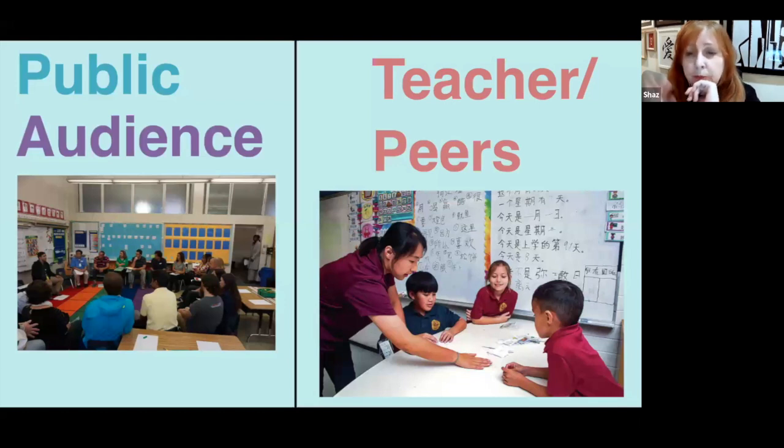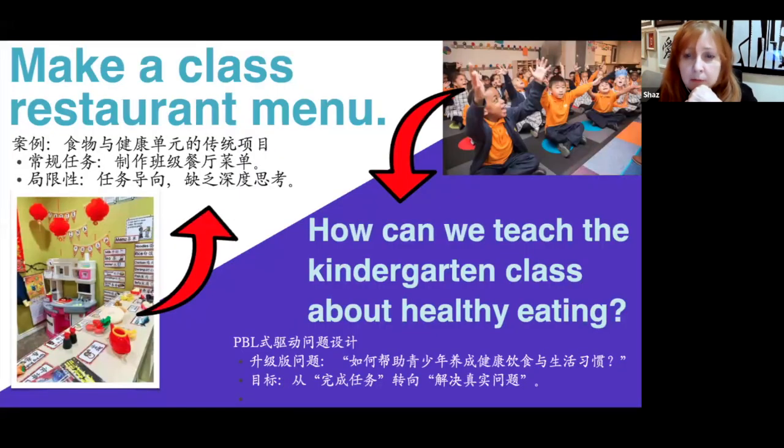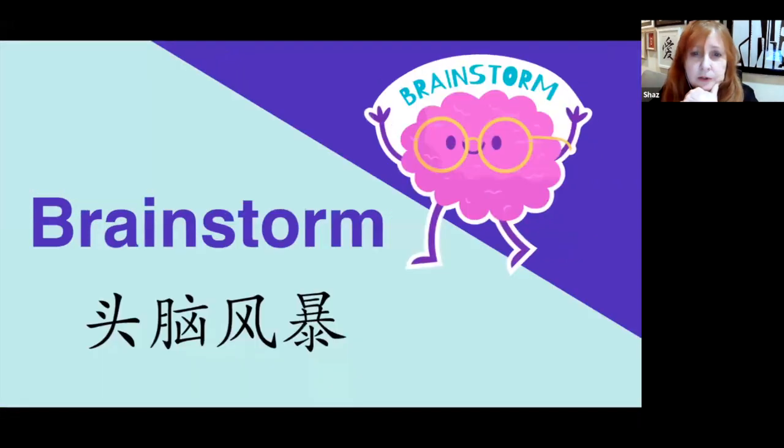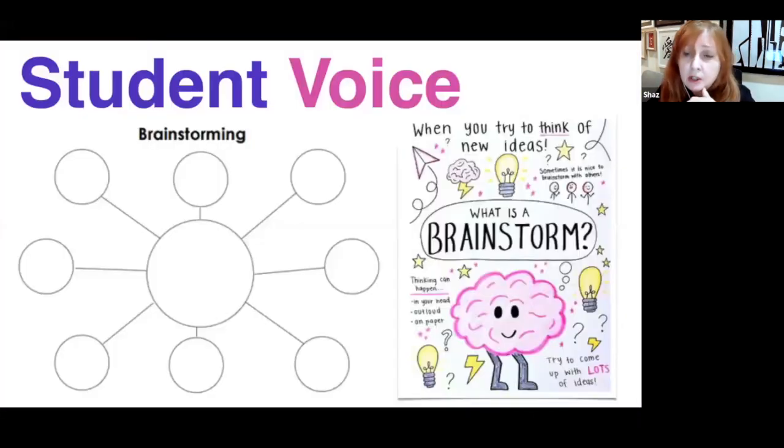So as I said before, a public audience versus teachers, all right? So a lot of the time it's teachers assessing the product. This is one that we did before. How can we teach the kindergarten class about healthy eating? We do a brainstorming session, even with the very young ones. We use a mind map where they can write down, or a leader can write down, their main ideas. As I said before, you as a teacher have to have some idea of where the project is going.